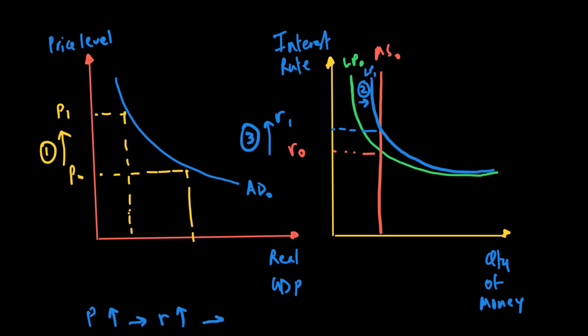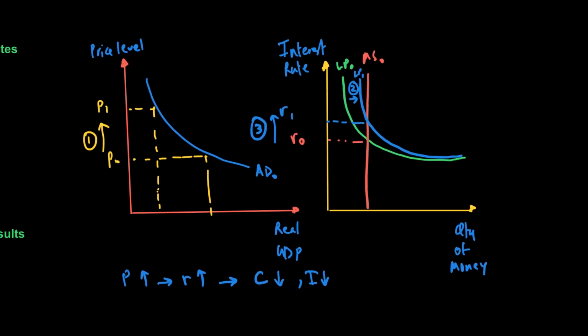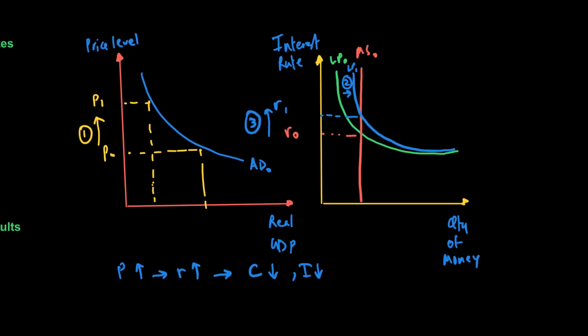This rise in interest rate causes the cost of borrowing to go up and the incentive to save to go up, and therefore people will realize that consumption will fall and investment will fall. Why? Because the cost of borrowing is going up, and the incentive to save for people is also going up, and that results ultimately in your GDP falling, which is step number 4. Number 4, GDP will go down.